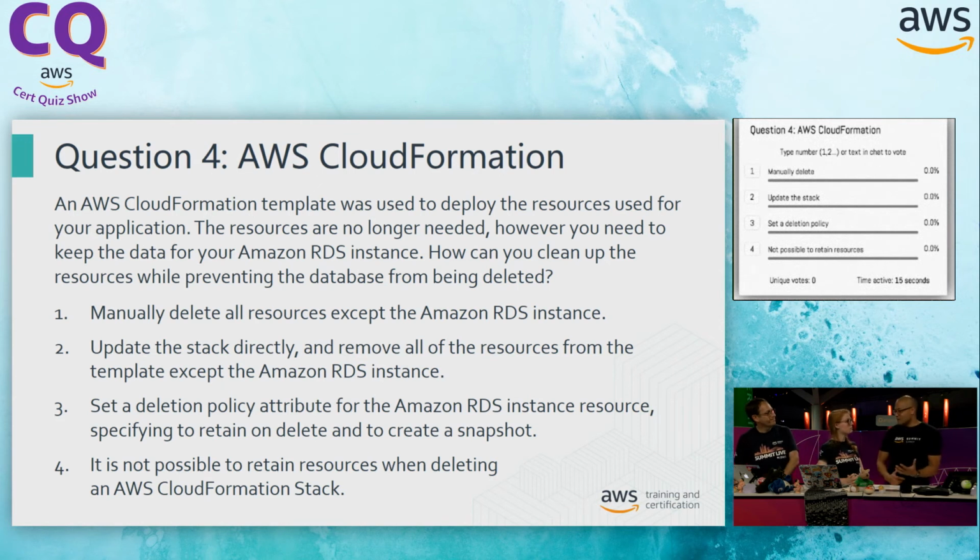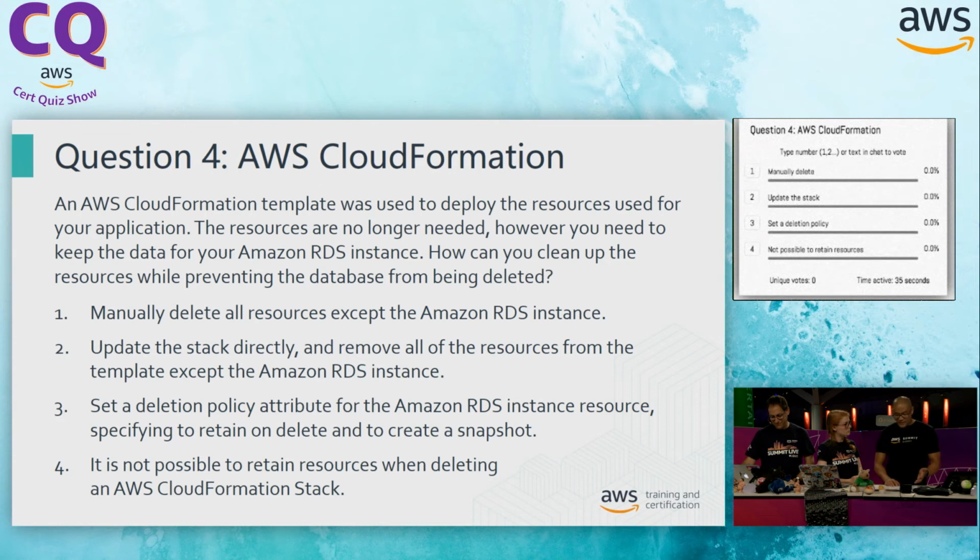So CloudFormation, that's our infrastructure as code service. Basically you can turn all your infrastructure into code in a nice little template, and you can deploy that however you want to and make changes to it. Now the key thing here is automation. It's all about automation. So keep that in mind when we look at these answers.